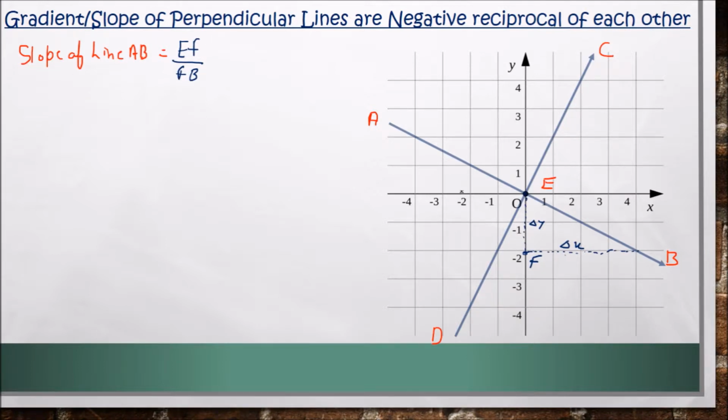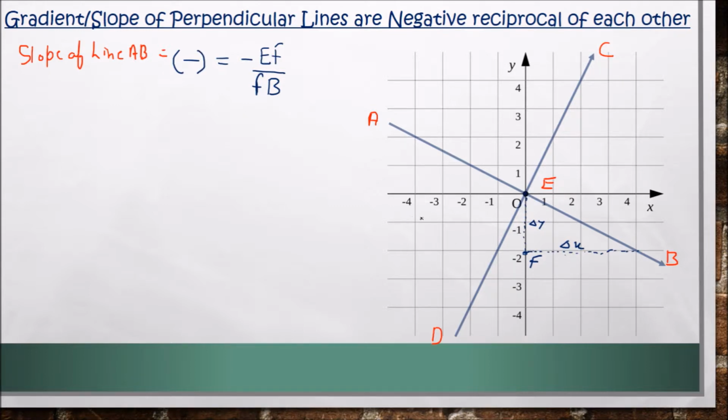But before we move on to CD, keep in mind that the line AB has a negative gradient. Why? Because this line is sloping downwards to the right, and when it slopes downwards to the right, the value of y coordinate decreases. So this will be minus EF divided by FB. So let me write it again. Minus EF divided by FB. This will be a negative slope because the value of y is being decreased.